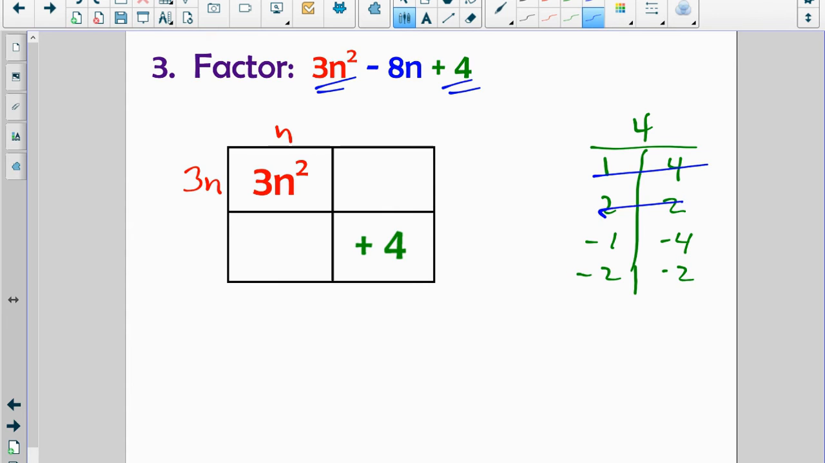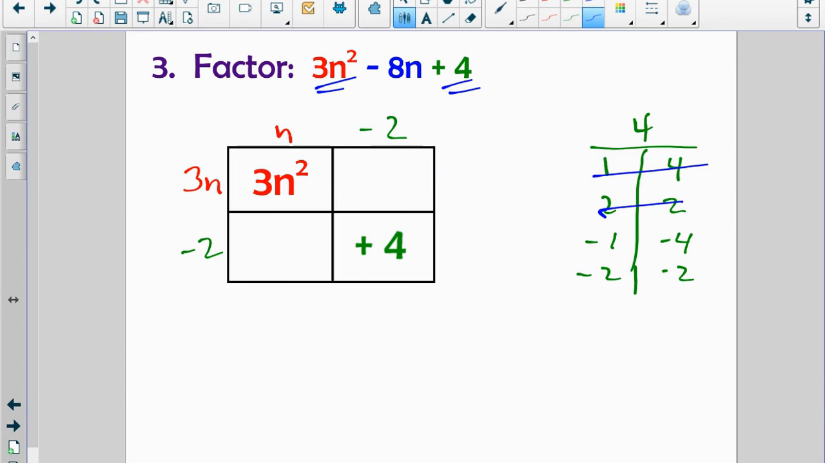So where do you want to start? Negative 1 with negative 4, or negative 2 and negative 2? I don't know. Let's try negative 2 and negative 2, because at least then I don't have to flip them around and check the same numbers again. So think about what would I multiply to get that box, and what would I get?